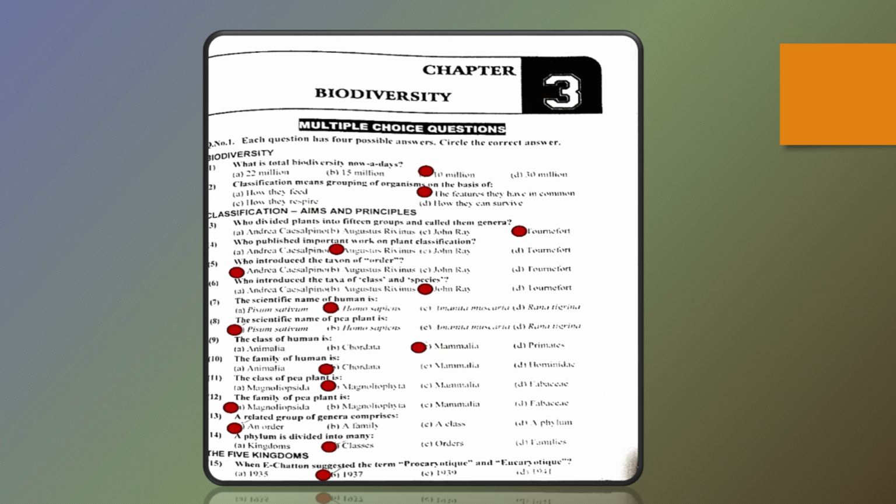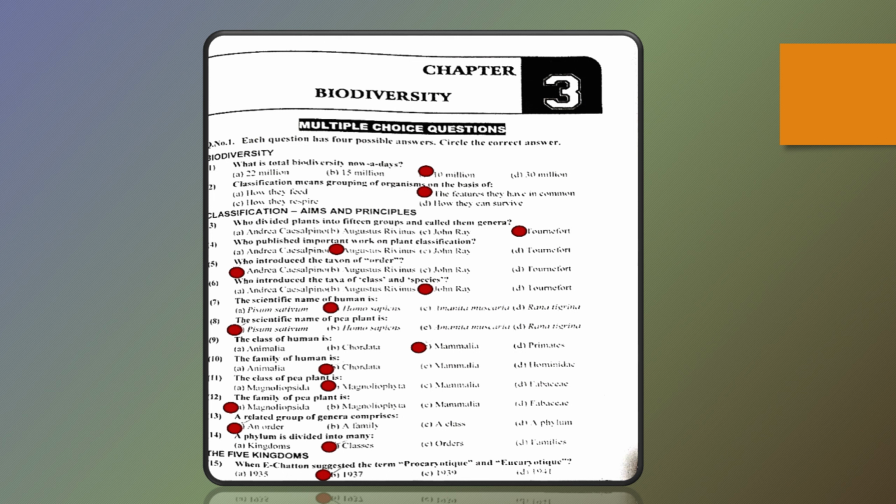Who introduced the taxon of order? Andrea Casalpino. Who introduced the taxa of class and species? John Ray. The scientific name of human is Homo sapiens. The scientific name of pea plant is Pisum sativum. The class of human is Mammalia. The family of human is Chordata. The class of pea plant is Magnoliophyta. The family of pea plant is Fabaceae.